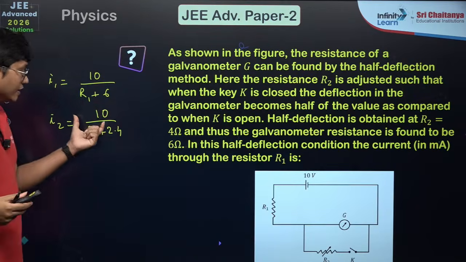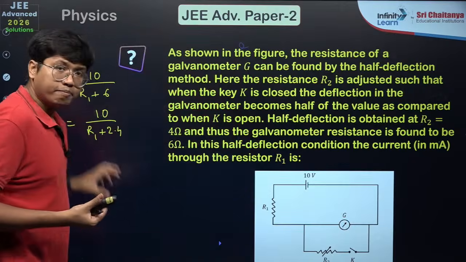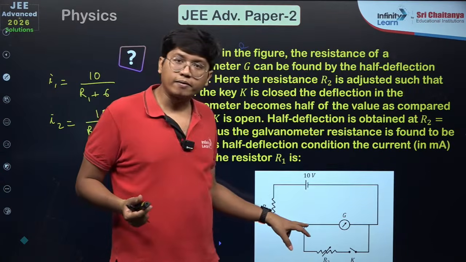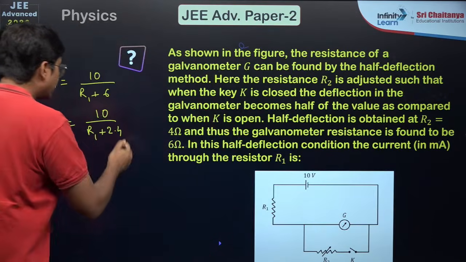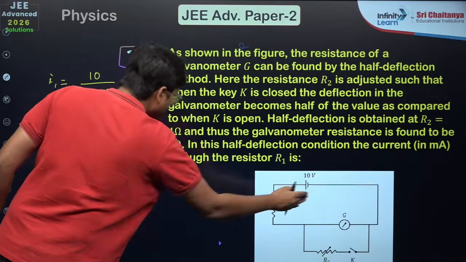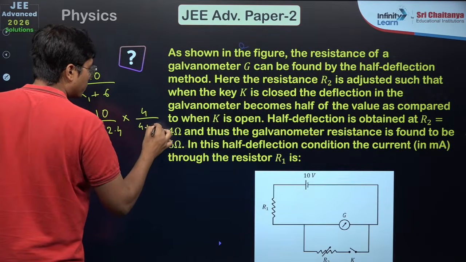Now remember, this is not the current passing through the galvanometer. This is the main current that flows in the wire. Over here, how much does the galvanometer get? It gets equal to the other resistance divided by the sum of the resistances, which means 4 ohm divided by 4 plus 6 ohm.